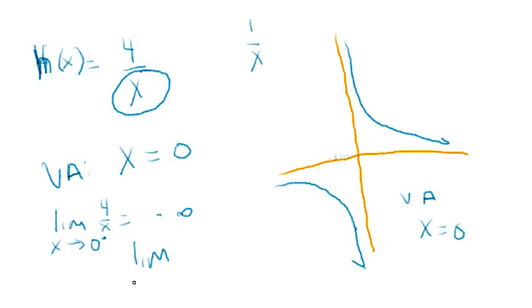Let's do the limit as x approaches 0 from the right-hand side of 4 over x. As we get closer and closer to 0 coming in from the right-hand side, what's my y value approaching? My y value is approaching positive infinity. It's going off to positive infinity. So when we talk about infinite limits, this is what we mean.